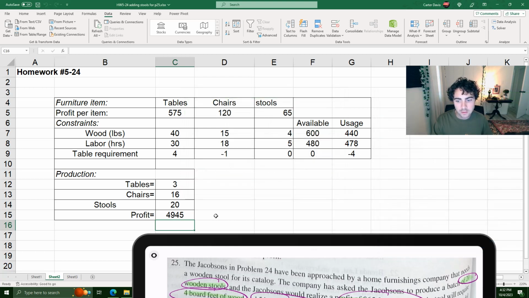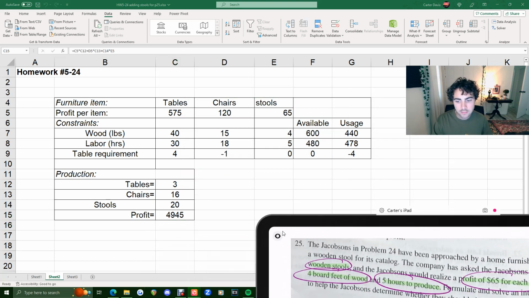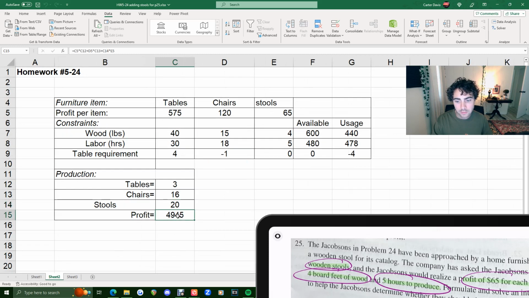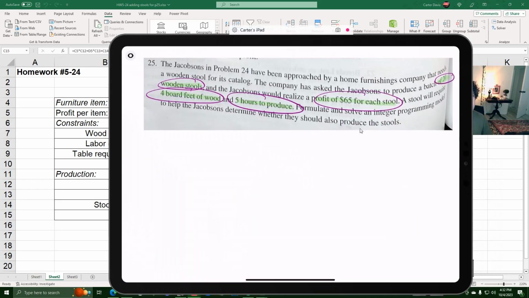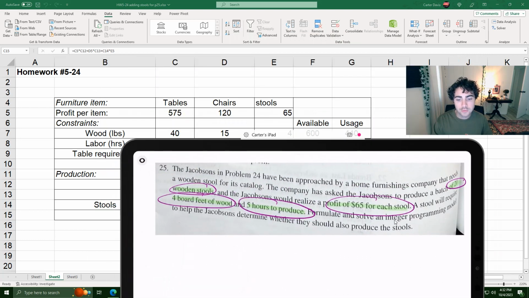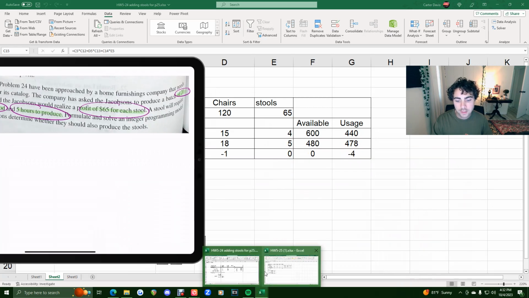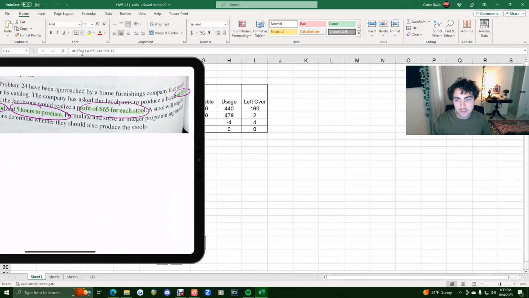And then when you hit solve, you get 4945. That's your new profit if you make the 20 extra stools. And previously with the tables and chairs, we had 4,700. So if you make the 20 stools, you're getting an additional profit of like $245. So what that tells you is you do want to also produce the stools because you'll make a few extra $100.